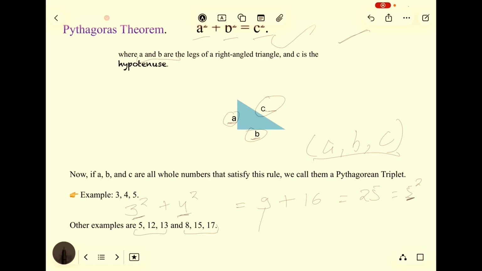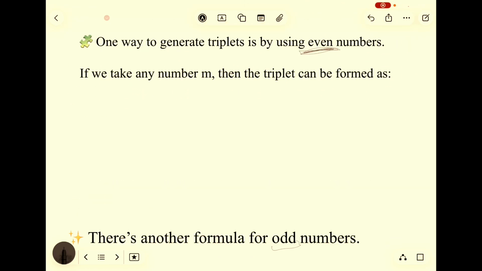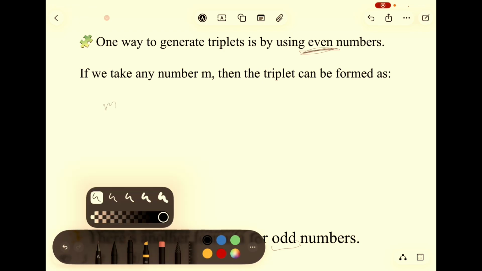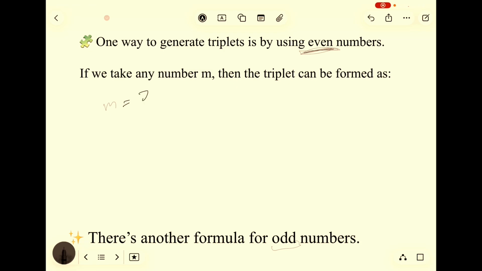Now, let's see how to generate such triplets using a formula. For the case of an even number, if we take a number m and this number is even, that means it is a multiple of 2. Then for finding a Pythagorean triplet with this m number, with m equal to 2p, we will simply square this p and add 1. And for the third number, we will again square this p and subtract 1. Then we will get the other two numbers for the Pythagorean triplet.